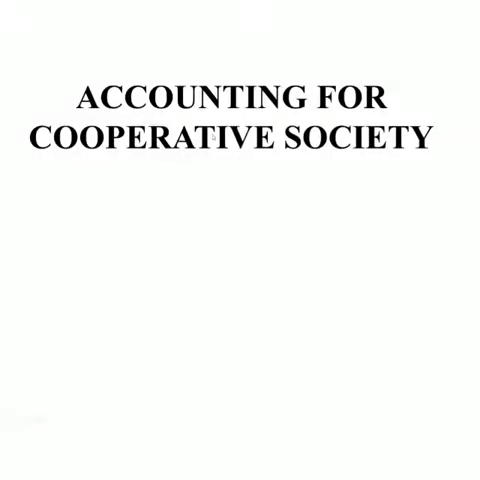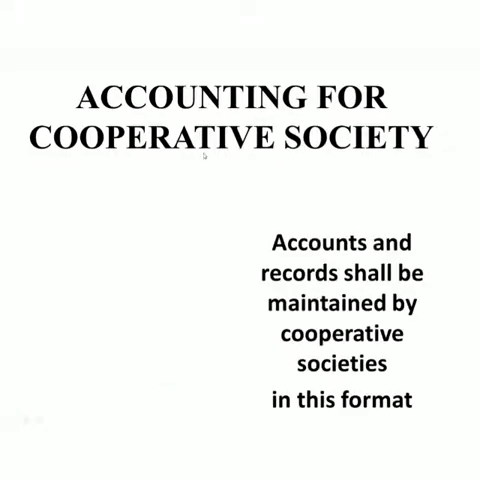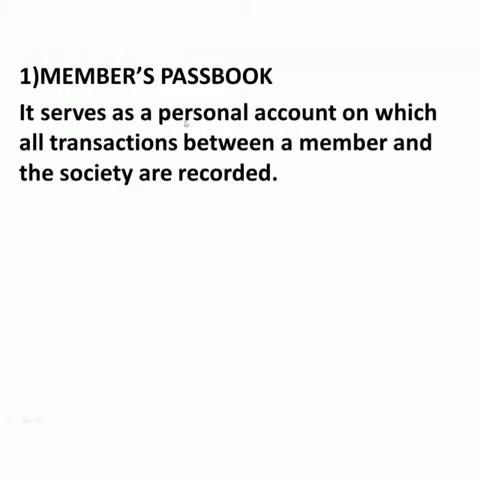We want to look at accounting for cooperative society. Accounts and records shall be maintained by a cooperative society in these formats. Members' passbook. It serves as a personal account on which all transactions between a member and the society are recorded.